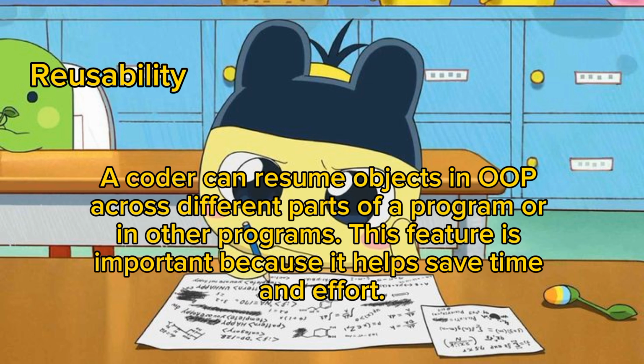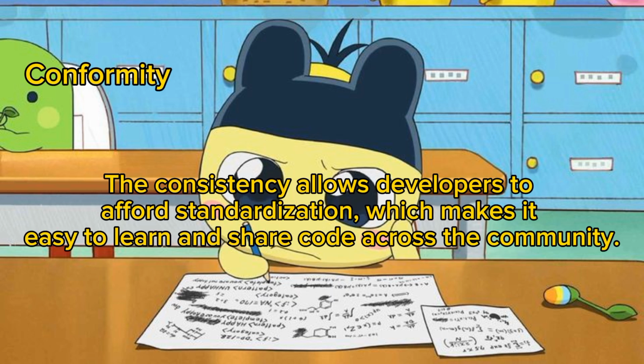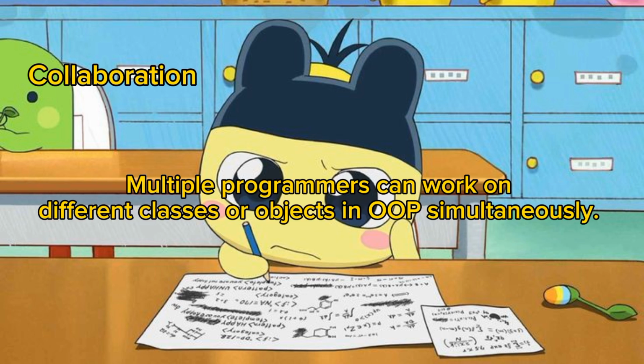Third, reusability. A coder can reuse objects in OOP across different parts of a program or in other programs. This feature is important because it helps save time and effort. Fourth, conformity. The consistency allows developers to afford standardization, which makes it easy to learn and share code across the community. Fifth is collaboration. Multiple programmers can work on different classes or objects in OOP simultaneously.